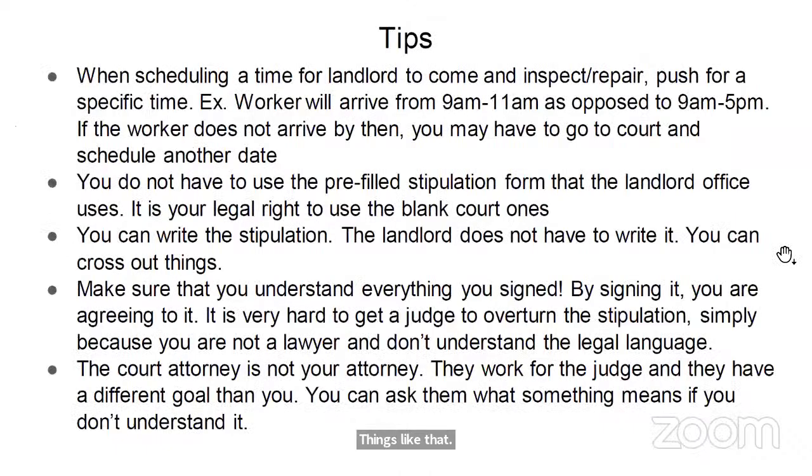So these are just some tips we think will be helpful for a stipulation agreement. When you schedule a time for the landlord to come and inspect or repair, push for a specific time. For example, the worker will arrive from 9 to 11 a.m. as opposed to 9 to 5, if you work and cannot be there all day. And remember, if they don't come and violate that stipulation, then you have to go back to court, which means it's another day you have to take off to file the order to show cause, and then you may have to wait another day if they get a second chance to come and do the inspection or the repairs again.